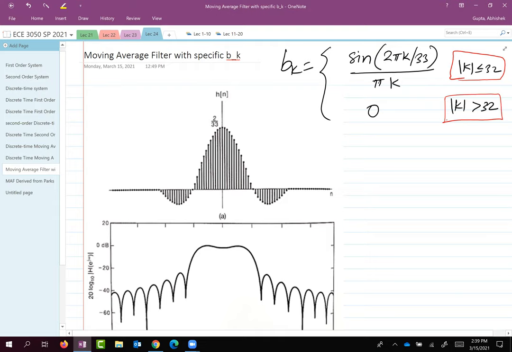For such a system, this is what the impulse response looks like. As you can see, it's a non-causal impulse response because the value of the impulse response is non-zero for time n less than zero. This shows the non-causal behavior.